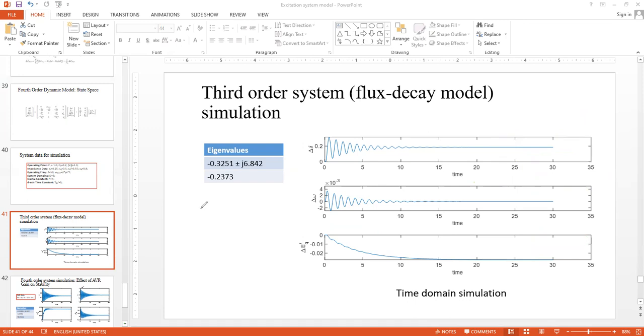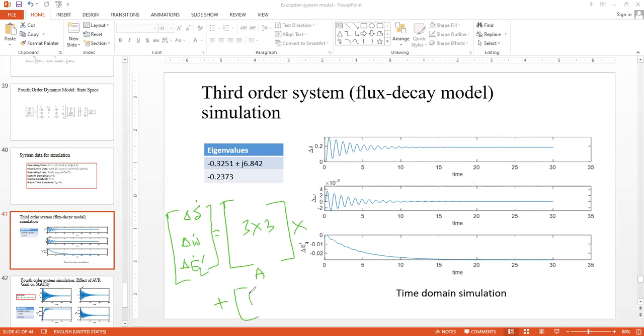In the third order system, we have only these three equations: del delta dot, del omega dot, and del EQ prime dot. The corresponding A matrix would be simply 3 by 3. So this is the A matrix, then X plus B and U. Because the A matrix for the third order system is 3 by 3, the number of eigenvalues, or the roots of the characteristic polynomial, would be 3. These are the 3 roots listed over here.